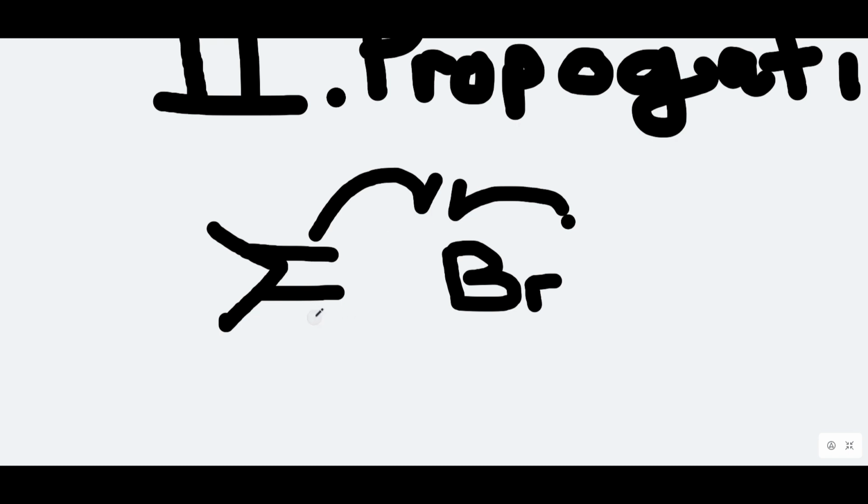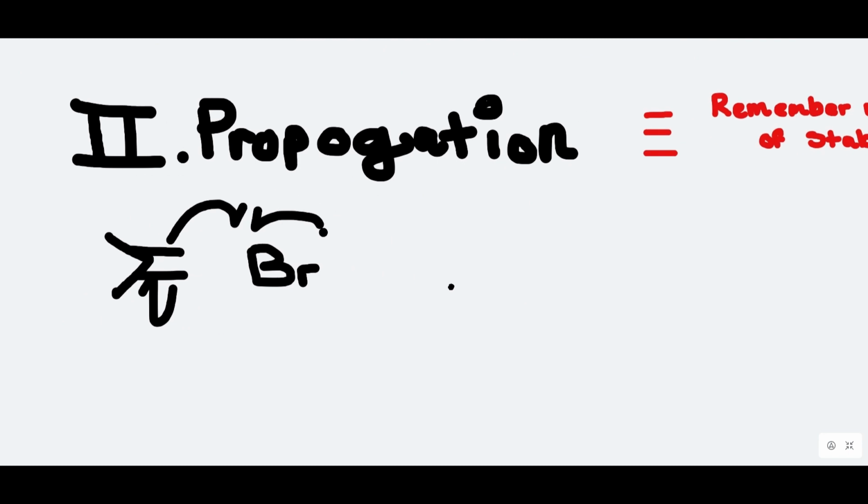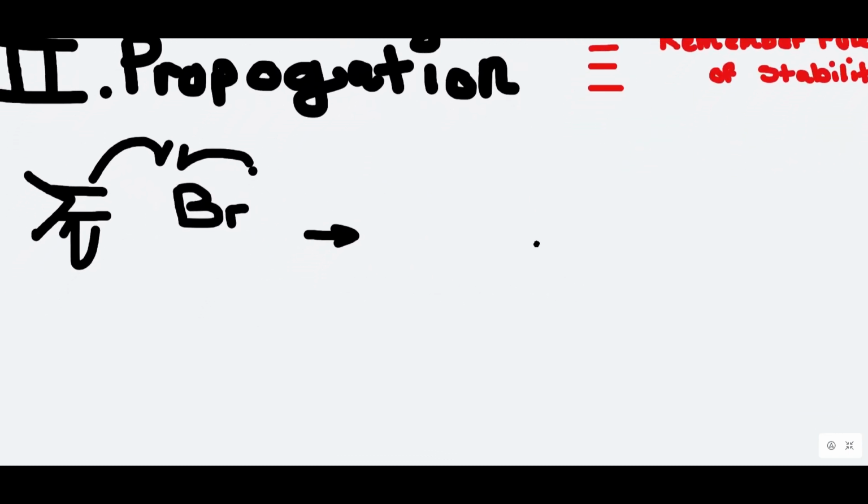Where does that go? Like I said earlier, we want that radical to be placed on the most substituted carbon, meaning it's going to be that one here. I know it's kind of weird to see with the arrows, but it's going to go on this carbon here. So we can now draw what is essentially our product.